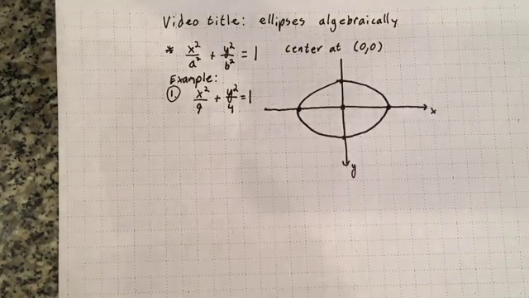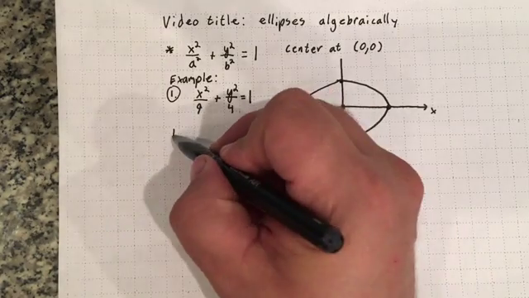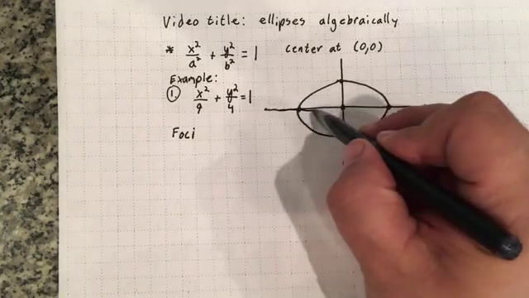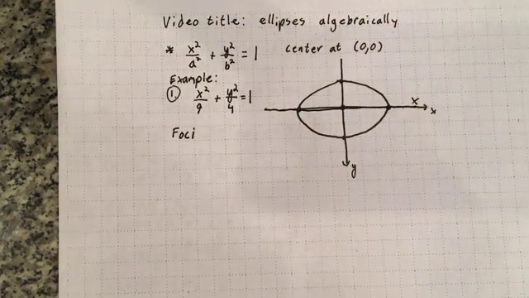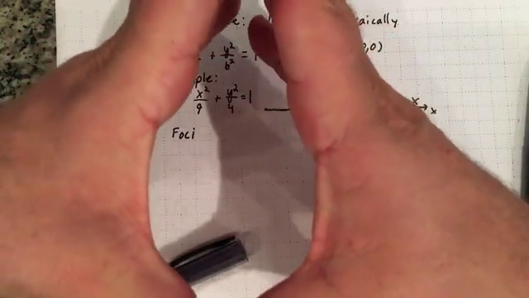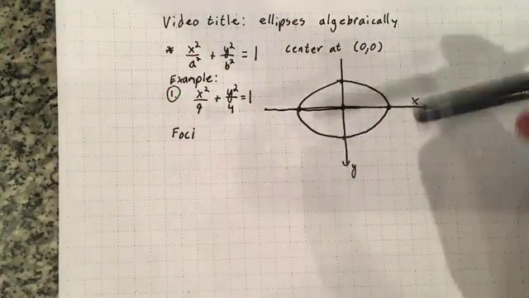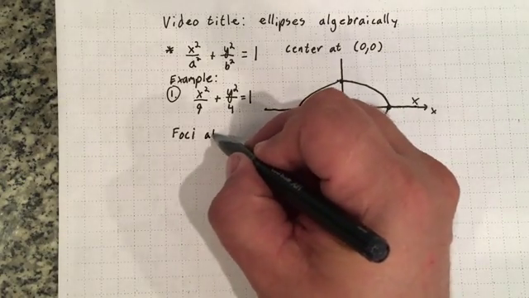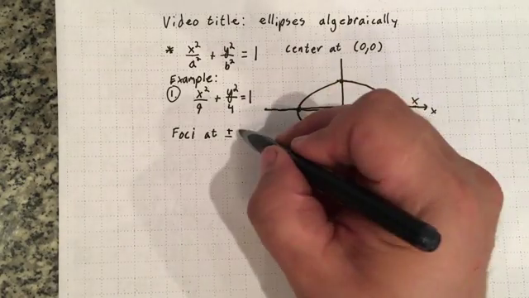Now, I want to find something called the foci. And the foci are going to be along the major axis. So the major axis is the x-axis in this particular problem. It's sort of like hamburger-shaped. If it's a long, skinny one vertically, I tend to say that's hot dog shaped, but this one is shaped like a hamburger. The foci are located at plus minus the square root.